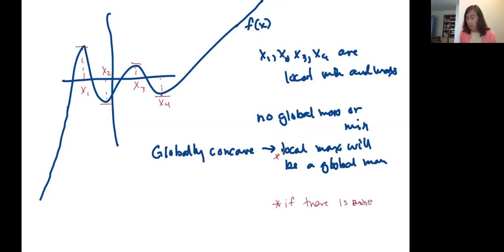A function can be globally concave, like log is globally concave, but it doesn't have a maximum. It doesn't have a local maximum value. Flip side of that, a function that is globally convex, if it has a local minimum, it will be a global minimum. Okay, so those global second derivative properties, if we're interested in global extreme values, super duper helpful. All right, so that's loose end number 1.